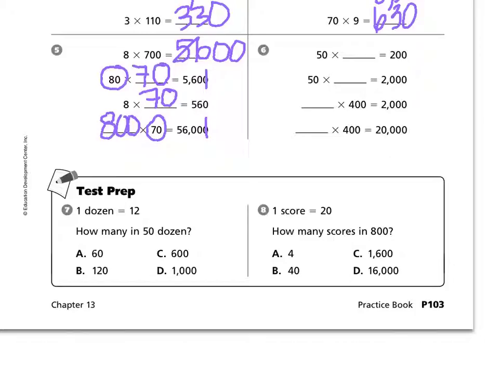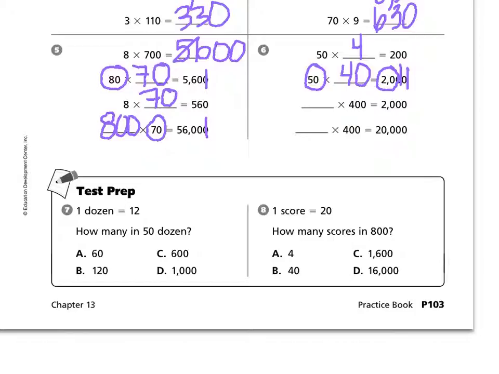For number 6, I have 50 times what equals 200. I know that 50 times 4 equals 200. 50 times what equals 2,000, and I know that that's going to need to be a 4. I have 1 zero there. And I know that I'm going to have 1 more 0. The reason I don't have 2 zeros is because 4 times 5 is going to be 20 itself, and then you add 2 zeros to the end.